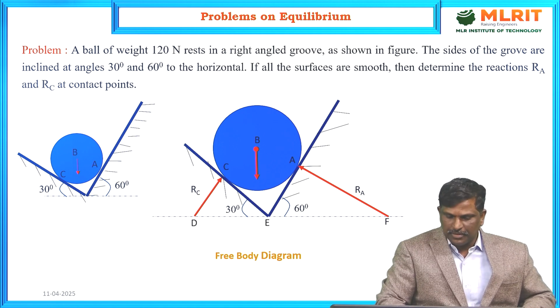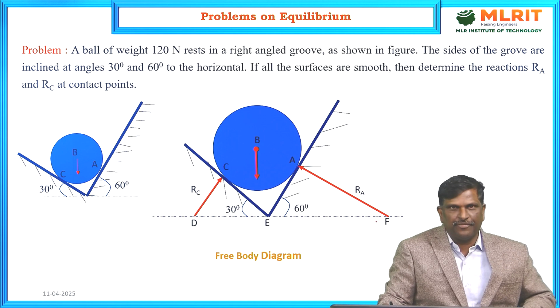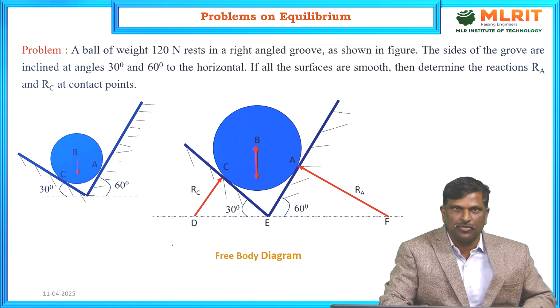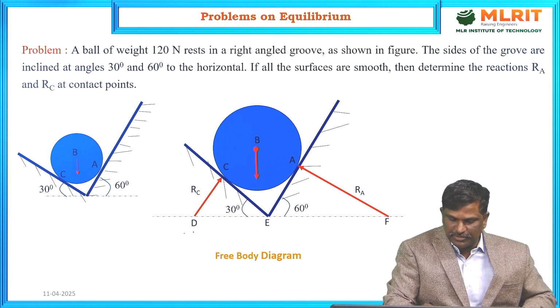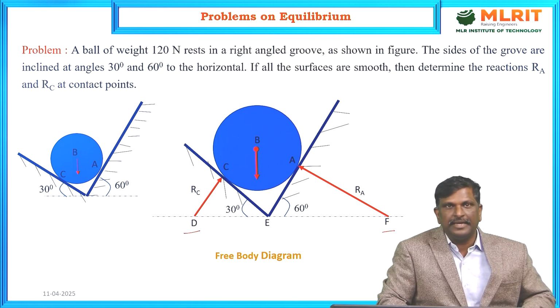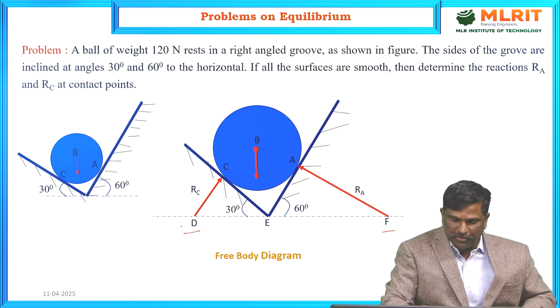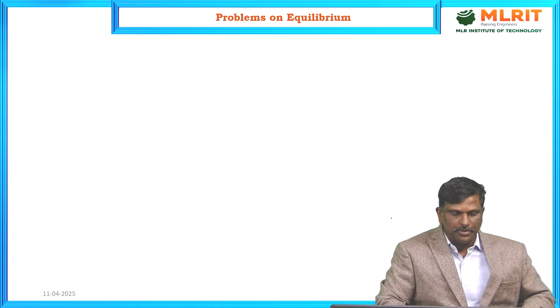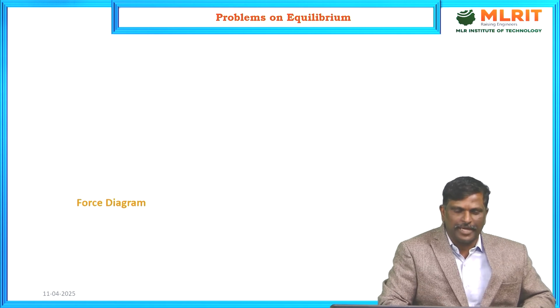Now D, E and F are the points. If you extend the lines of action of the forces downwards, D and F especially are the intersection points of the lines of action of the forces with the horizontal. Right. Now look at the force diagram.